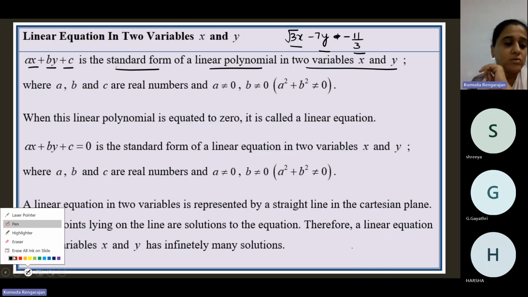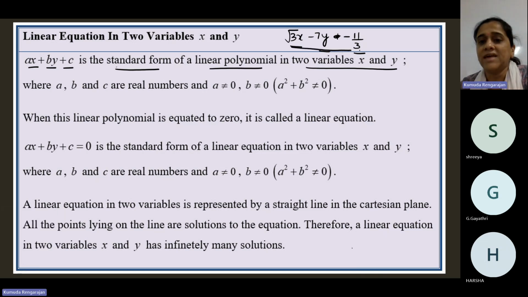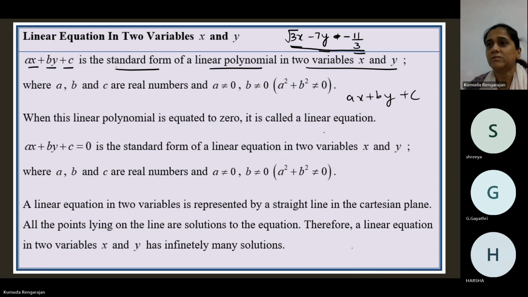Okay. So this is an example of a linear polynomial in two variables, x and y. When you compare this with ax plus by plus c, what's the value of a? Root 3. What's the value of b? Minus 7. What's the value of c? Minus 11 by 3. The value of a is root 3, the value of b is minus 7, and the value of c is minus 11 by 3. Okay.